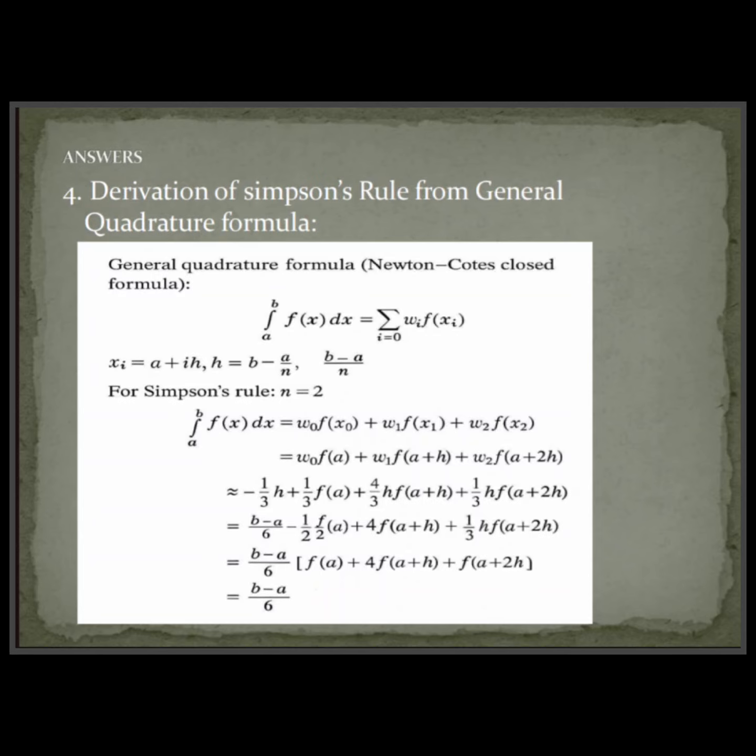Now plug the weights into the general formula. This is called Simpson's 1/3 rule, which is the integral from a to b of f(x) dx approximately h by 3 times (f(x0) plus 4f(x1) plus f(x2)). The general formula gives a structure: use 3 points plus quadratic interpolation and you get Simpson.